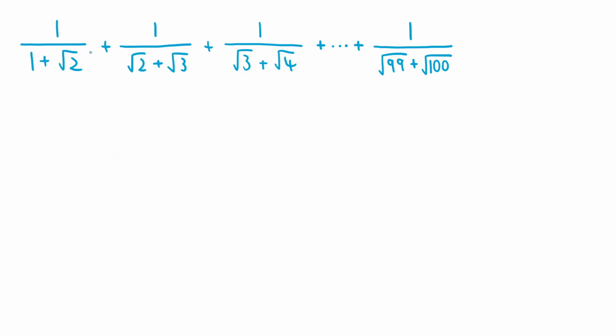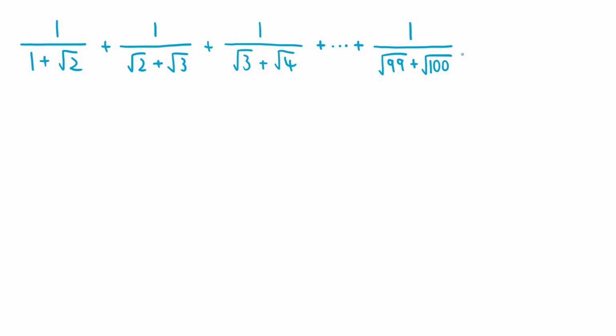So let's say we have this sum, 1 over 1 plus the square root of 2 plus 1 over square root of 2 plus square root of 3 plus 1 over the square root of 3 plus square root of 4, and so on until the last term, plus 1 over the square root of 99 plus square root of 100. How would we simplify this expression?